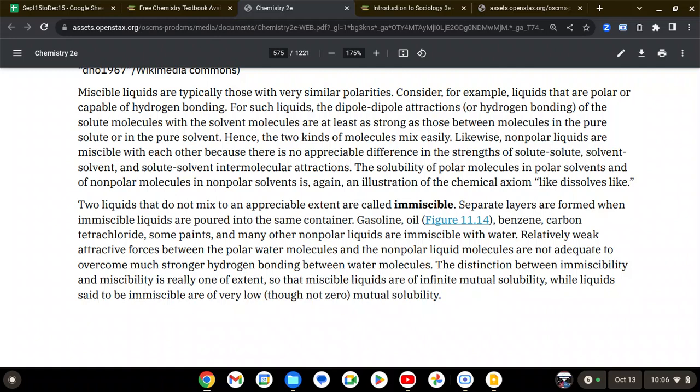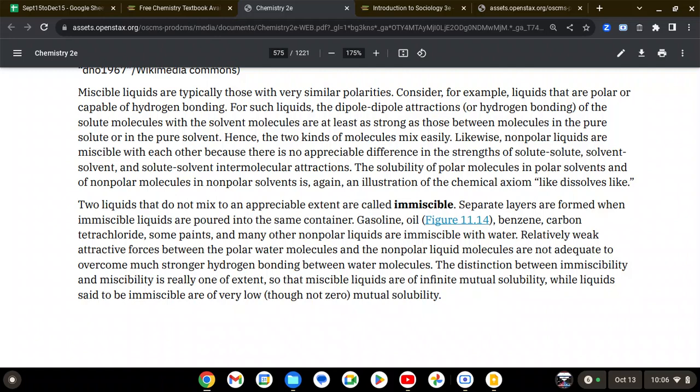Two liquids that do not mix to an appreciable extent are called immiscible. Separate layers are formed when immiscible liquids are poured into the same container. Gasoline, oil, benzene, carbon tetrachloride, some paints, and many other nonpolar liquids are immiscible with water. Relatively weak attractive forces between the polar water molecules and the nonpolar liquid molecules are not adequate to overcome much stronger hydrogen bonding between water molecules.